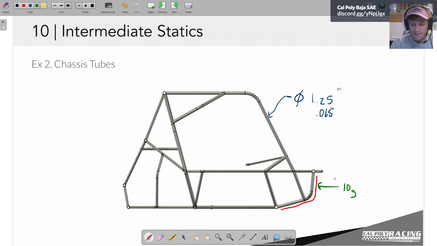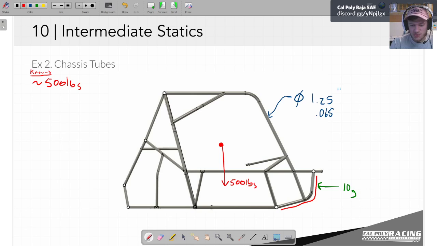is equivalent to accelerating my body at 10 times the acceleration of gravity. So the Baja car plus driver, we can comfortably say is about 500 pounds. So that's approximately, we'll call this our knowns, right? Our knowns. We know that the mass of this vehicle plus driver is about 500 pounds.